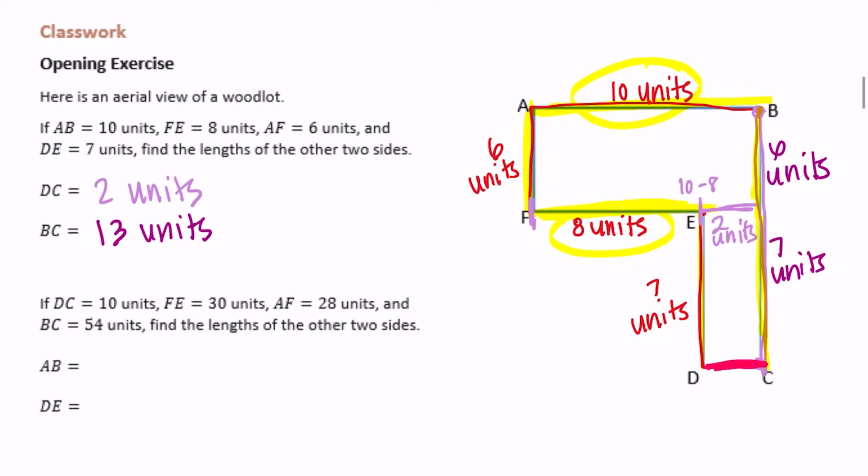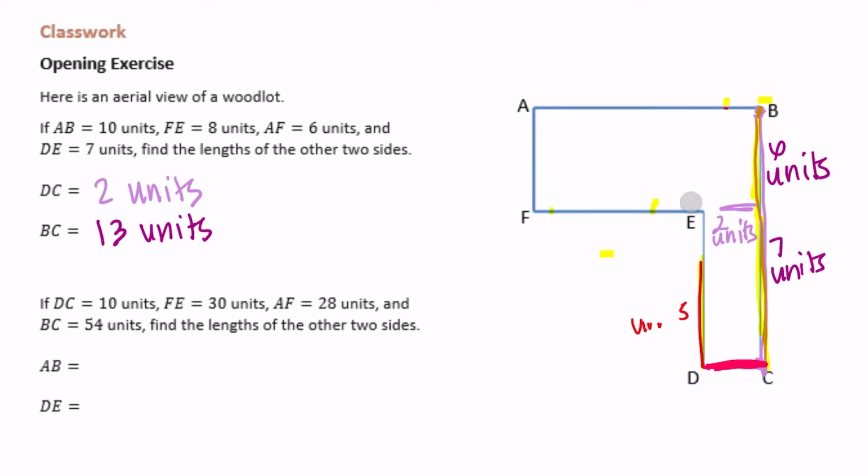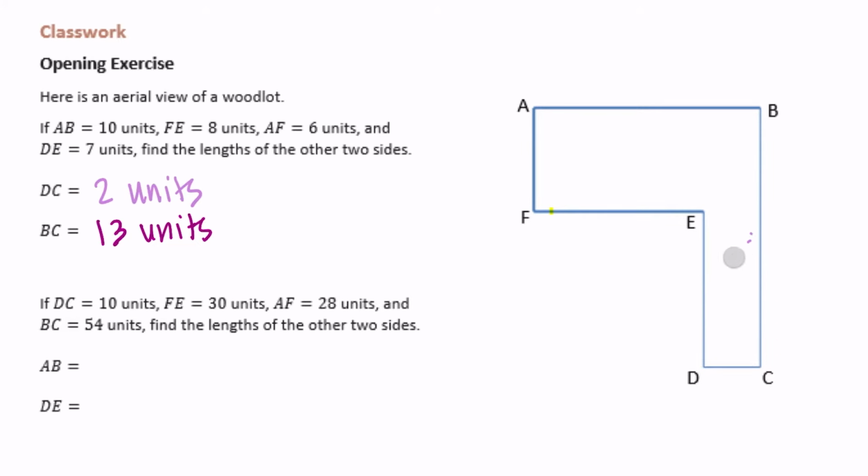So then on the next one, it's a whole new measurement. I'm just going to erase this, because it looks like we're working with the same woodlot, but different measurements. So now DC is 10 units. FE is 30 units. AF is 28 units. And BC is 54 units.